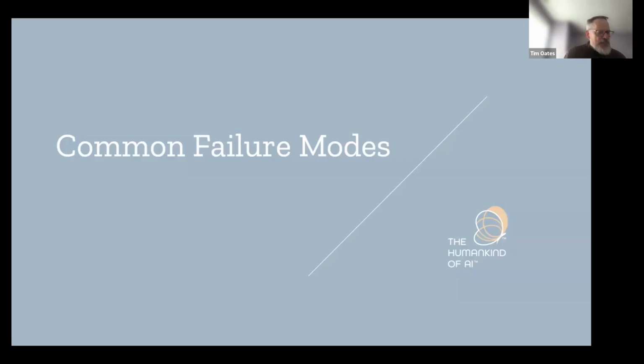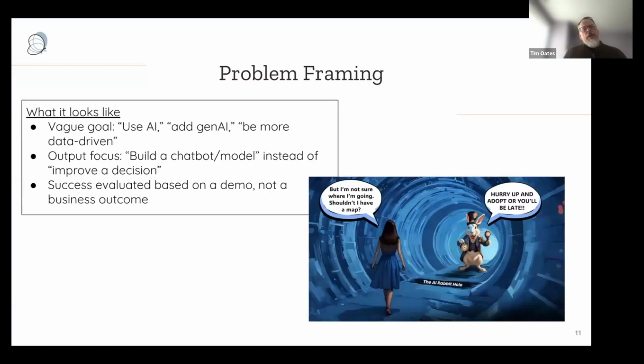And like I said, I got 5 of these things and we've got plenty of time to make it through them. So the first one is the problem framing. How do you actually say what we are going to do? We go, hey, we want to get into this AI game. And the little cartoon over there on the right could be Alice in AI land, right?